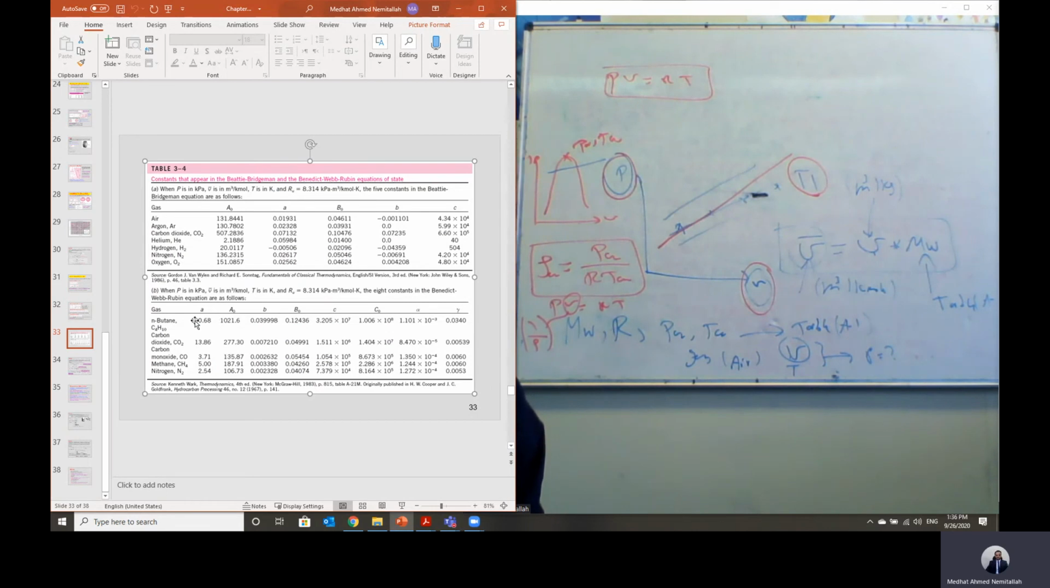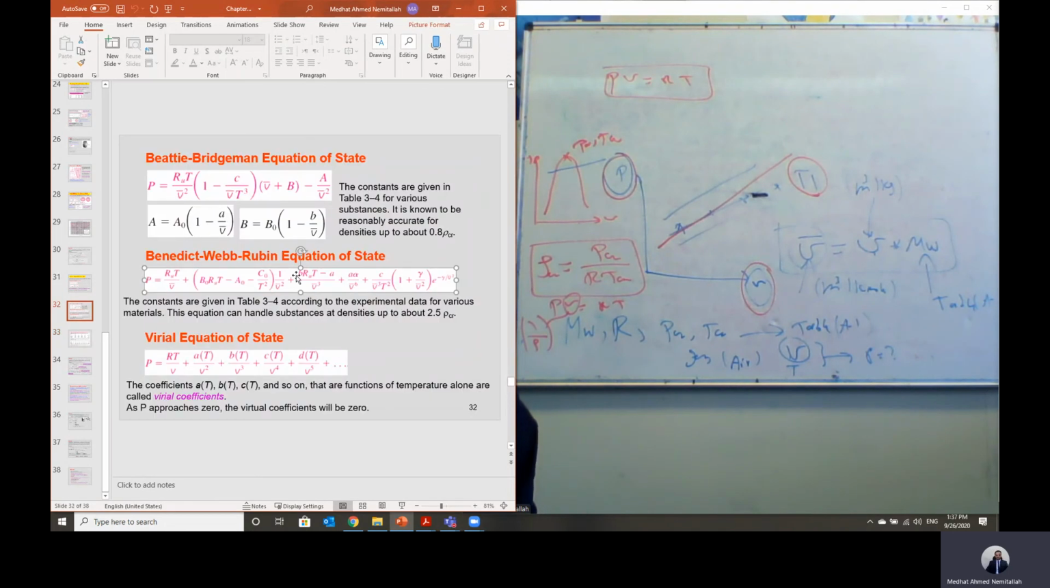Depending on the gas, we can go to the table. Let's say we have carbon dioxide. In this case, we can read the values of the constants A small, A0, B small, B0, C small, C0, alpha, gamma. All of these constants are given. And the pressure will be calculated in kilopascal based on this equation. V bar is the molar specific volume. The value of the universal gas constant R is given.